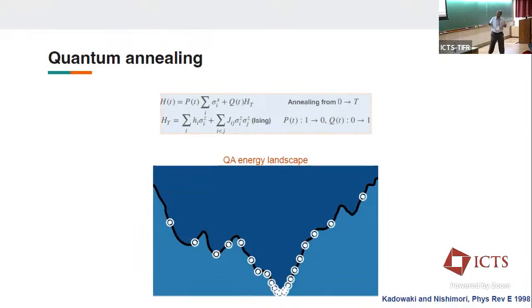So quantum annealing in its present form was proposed in 1998 by Kadowaki and Nishimori. Nishimori is a colleague of mine from Tokyo Institute of Technology. So what they proposed was that one can use the adiabatic principle or the adiabatic hypothesis to find the ground state energy. So you take a system, allow it to evolve, and the Hamiltonian is written like this.